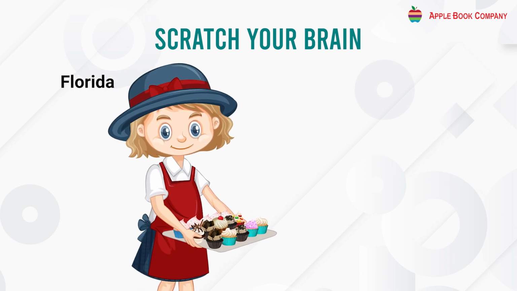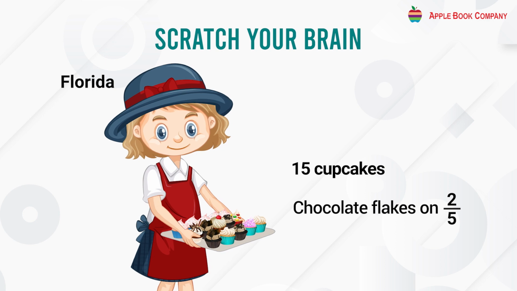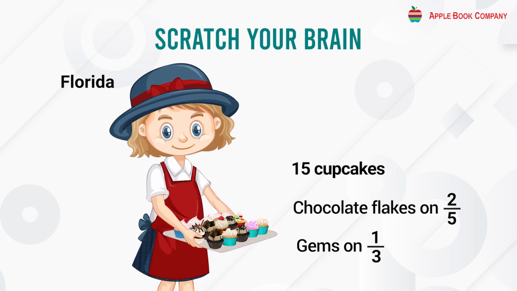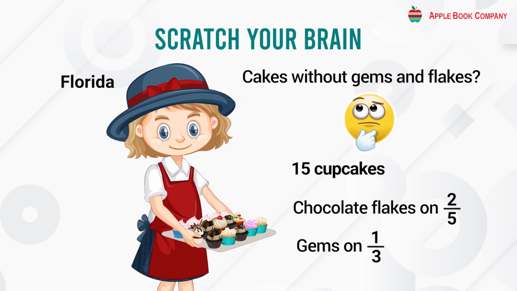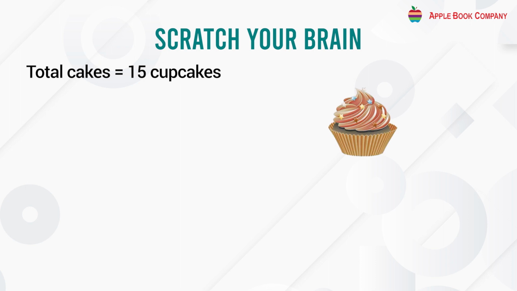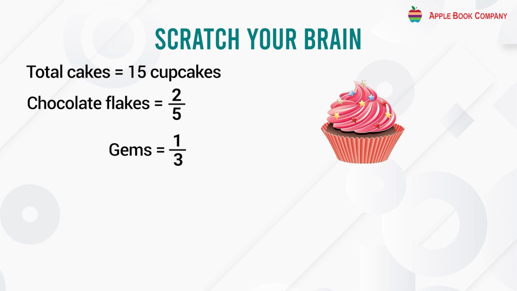Problem number 1. Florida made 15 cupcakes. She put chocolate flakes on 2/5 of them and gems on 1/3 of them. How many cakes are there without gems and flakes? Now, what do you do? Write total cakes is equal to 15 cupcakes. Chocolate flakes is equal to 2 by 5. Gems is equal to 1 by 3.